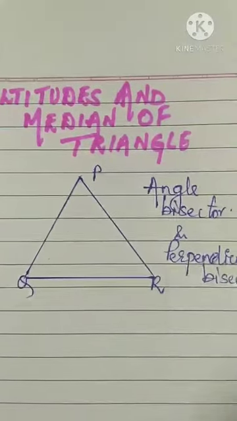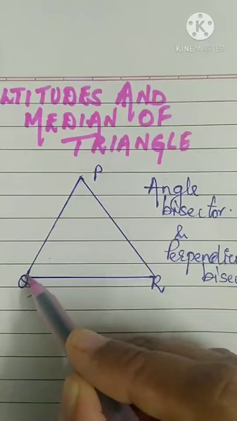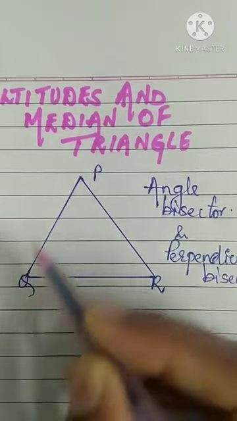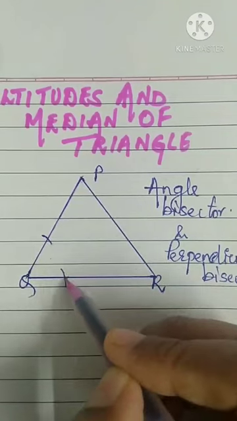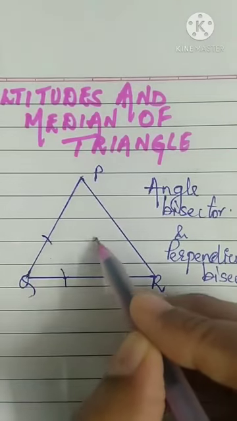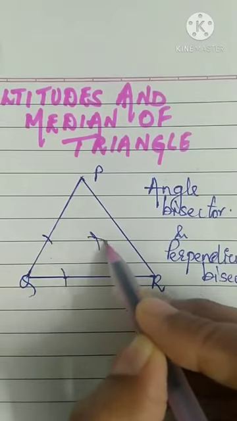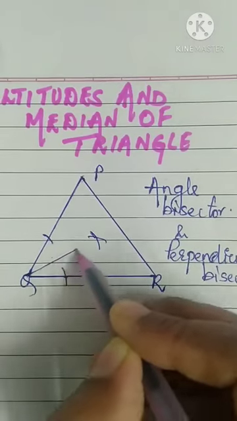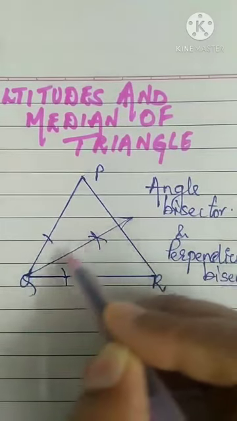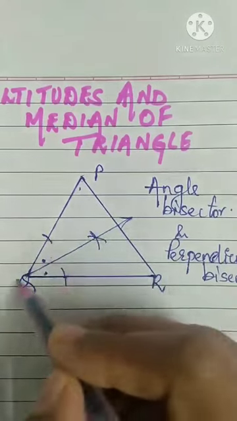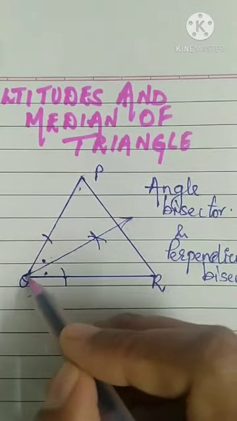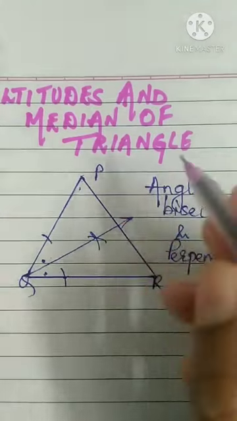What do you mean by angle bisector? Where you used to keep the compass at point Q and you used to draw arcs. Then keeping the compass on these two arcs, you used to get an arc this way. Then you used to draw a ray this way. So this ray will divide the angle into two equal parts, angle PQR into two equal parts. So this is the angle bisector.